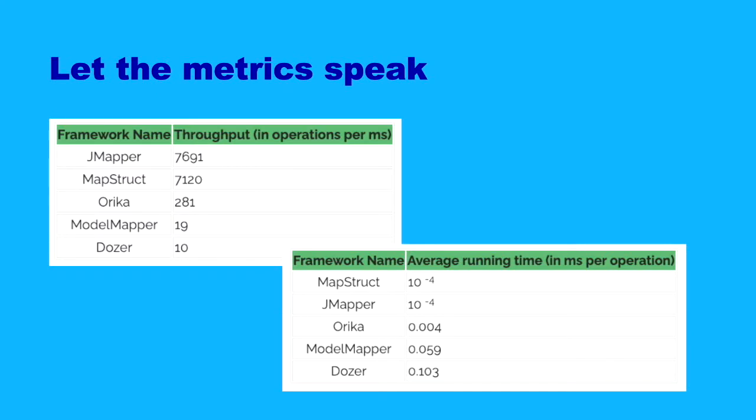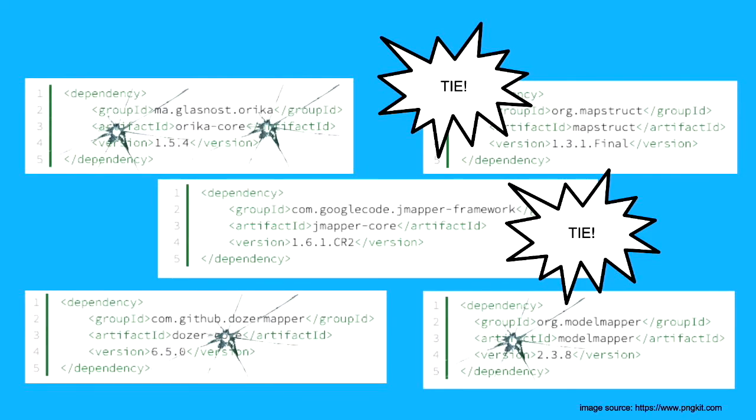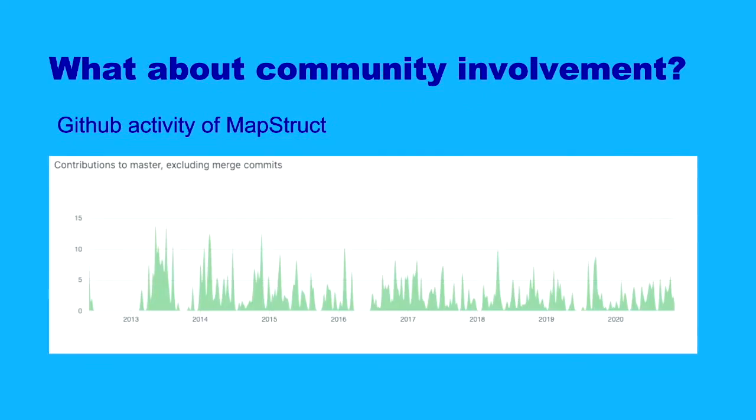So yeah, let the metrics speak for themselves, I would say. If we look at the throughput, the number of operations per millisecond the framework can do, we see that JMapper and MapStruct definitely outperform the other three. And the same kind of goes for the average running time. Also there, MapStruct and JMapper clearly win from the rest. They're much faster. So yes, ladies and gentlemen, we have a tie. We have MapStruct and JMapper still in the race. Too bad for Dozer, because I really think that's a cool name.